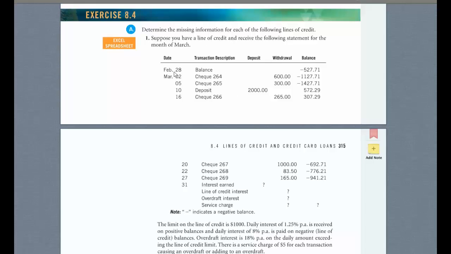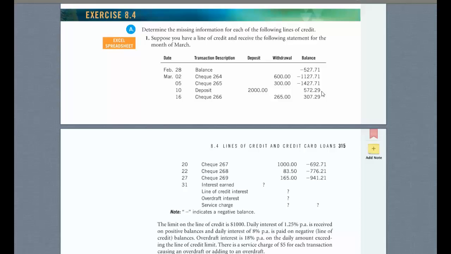Examine the statement. On February 28th, there's a negative balance of $527.71. On March 2nd, there's a check written, so there's a withdrawal of $600. So your new balance is minus $1127.71. Another check on the 5th, $300, decreases your balance to minus 1427.71. There's a deposit of $2,000 on the 10th, which brings your balance above zero.